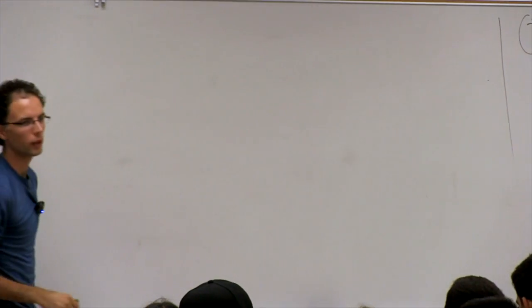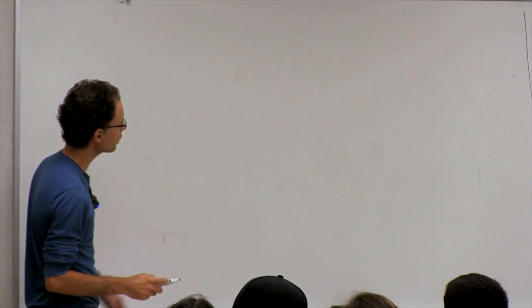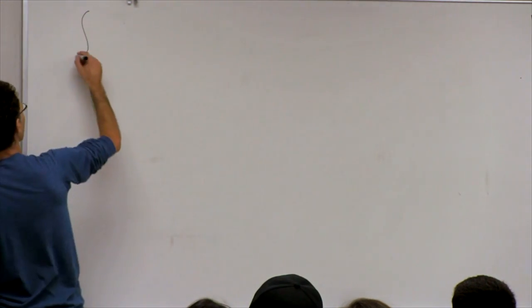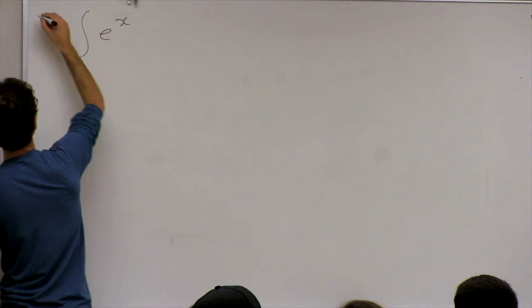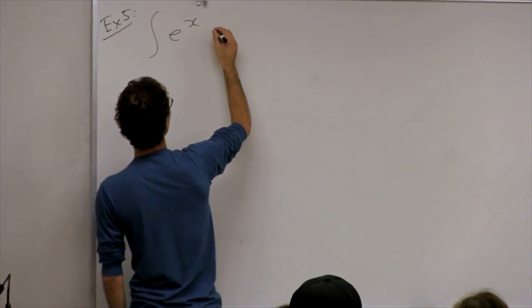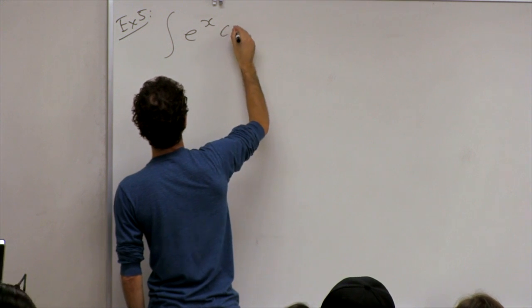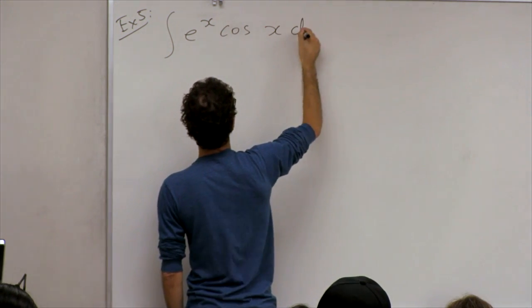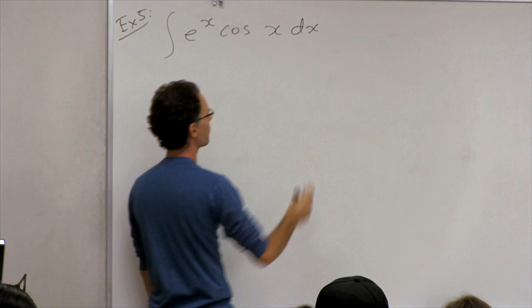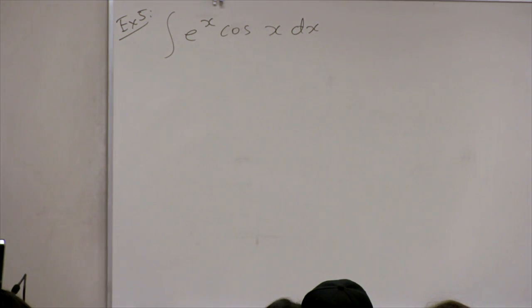All right, so the very last integration by parts I want to do is a standard tricky one. This is the last example. e to the x cosine x.